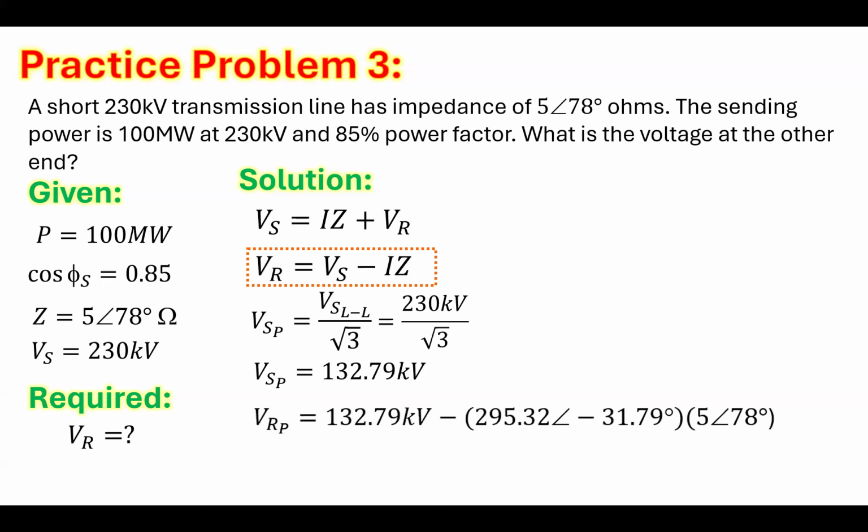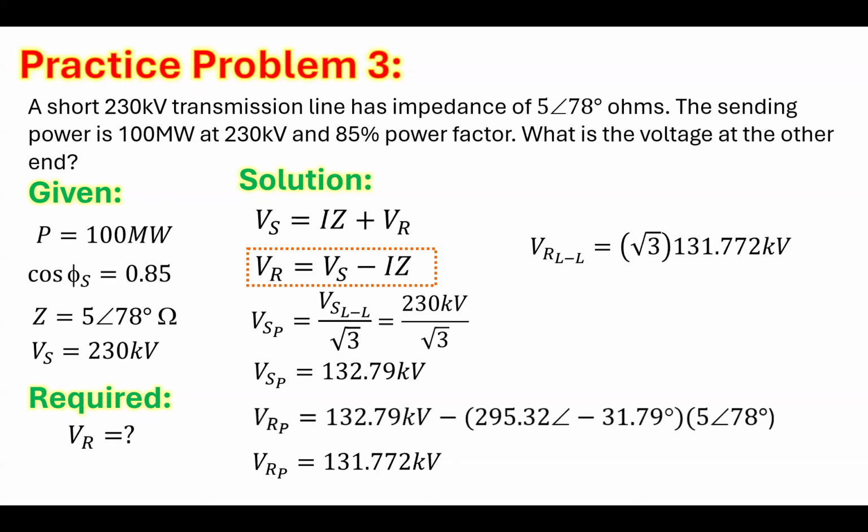Then substitute to our equation for the receiving end voltage, that will be equal to 132.79 kilovolts minus the current of 295.34 angle negative 31.79 degrees multiplied by the impedance of 5 angle 78 degrees. This will give us the phase voltage of the receiving end. That is equal to 131.772 kilovolts.